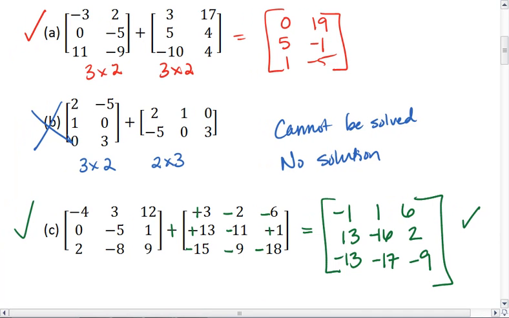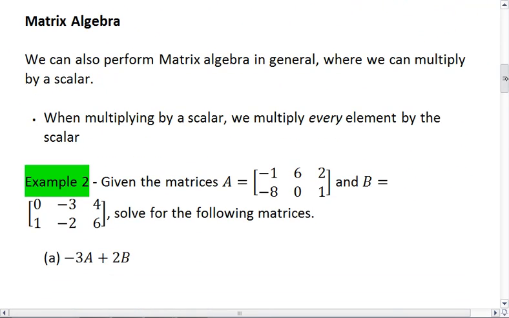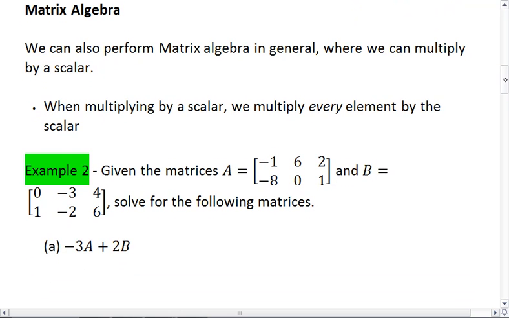Well, that's the basics of addition and subtraction. Next, we're going to look at doing some matrix algebra.